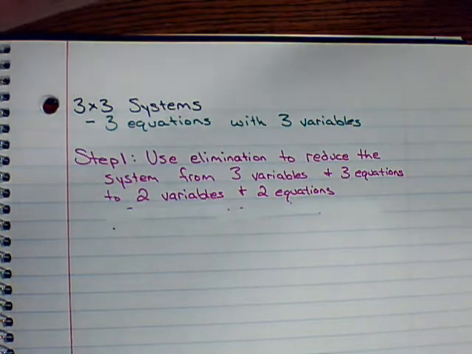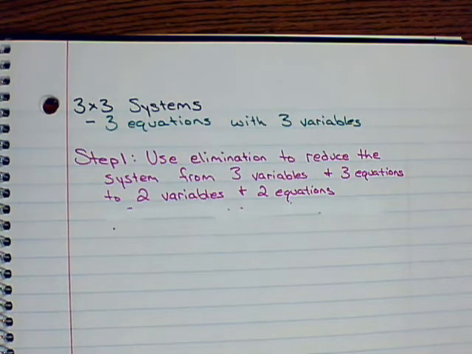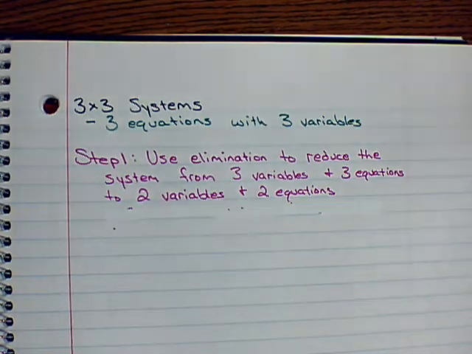Okay, today we're going to talk about 3 by 3 systems, which means 3 equations with 3 variables. Step 1, when you have 3 equations and 3 variables, what you want to do is use elimination to reduce the system from 3 variables and 3 equations to 2 variables and 2 equations. Now to do that, if we're going to get it down to just 2 variables, you're going to have to eliminate 1 variable, right?